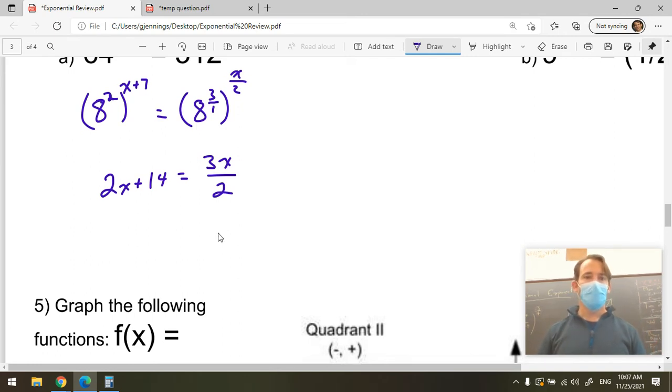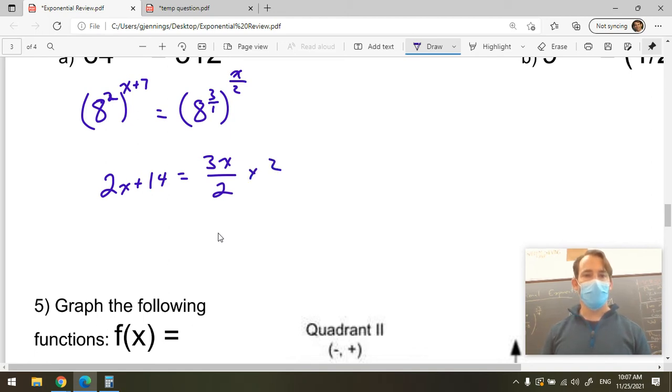Now, what should I do? How will I simplify this? There's a few options. Anyone really bothered by that fraction over there? Yeah, you don't like solving it when it has a fraction in it? Am I allowed to multiply both sides of the equation by 2? Yeah, so I can do that. So let's do that.